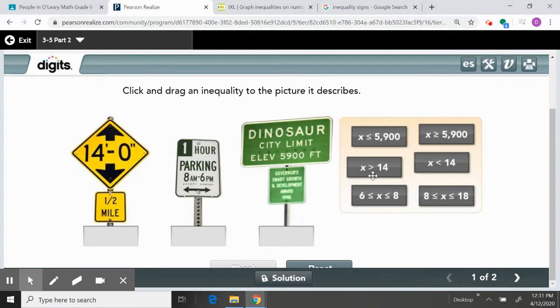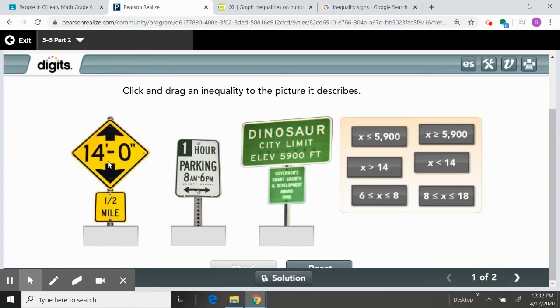Down here, x is greater than 14. Over here, x is less than 14. They don't get too much into this in this lesson, but sometimes you have a variable between two numbers with inequality symbols. So 6 is less than or equal to x, which is less than or equal to 8. Over here, 8 is less than or equal to x, which is less than or equal to 18. I'm going to knock out the two to the left and right, which are the easier ones. The one in the middle is a little tricky.